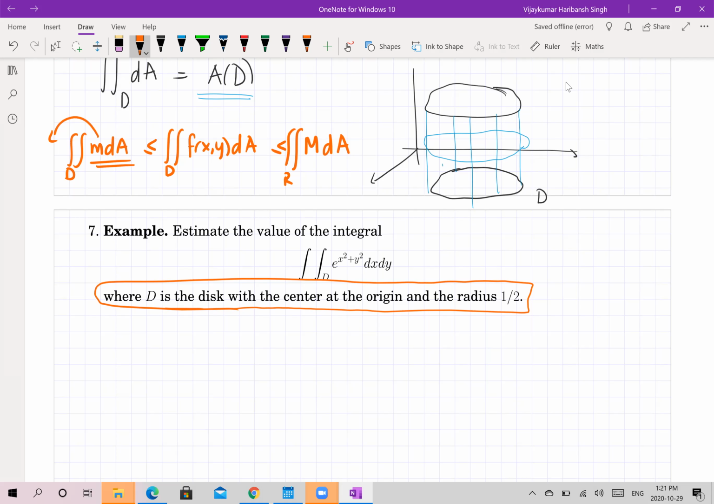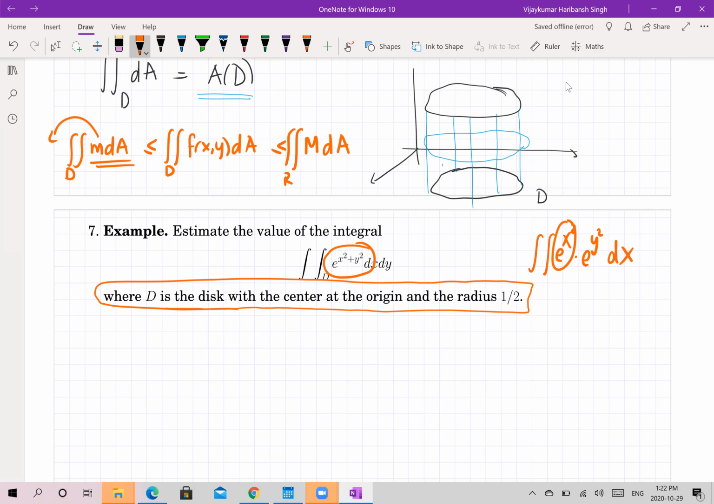Now you may ask, why do we need to estimate? Why can't I find the integral? Note that you can't compute an elementary antiderivative here. If you integrate with respect to x first, you can leave the y squared out, but you will be integrating e to the power x squared with respect to x, and we have already seen that this function does not have any elementary antiderivative. We have discussed it often, right? So now we will just estimate the value of it.